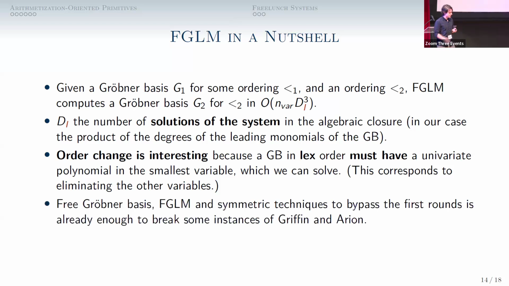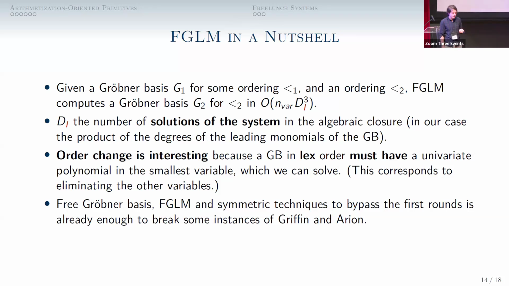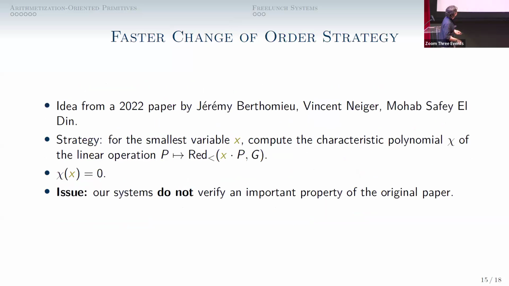Now, I'm going to describe a more dedicated solving algorithm, but the issue is that we do not have tight complexity estimates for this. We do have experimental results, but it's not really completely satisfactory. So before you call me a fraud, let me just say that just using FGLM along with the free-lunch Grobner basis systems, and also some techniques to bypass some rounds, is already enough to break some instances of Griffin and Arion. So this is just to go even further beyond.